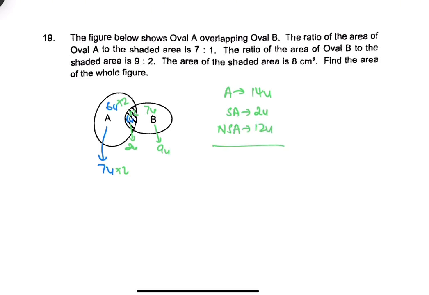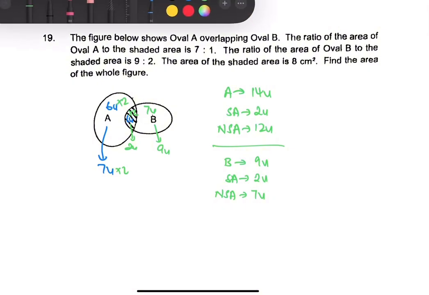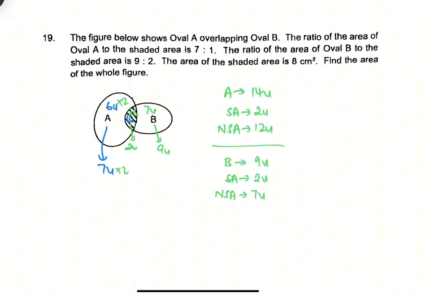Next one for B, I label it out. B is 9 units. Shaded area part is 2 units, and non-shaded area is actually 7 units. So all the units here are the same. Back to red, and what did they say? They say that the area of the shaded area is 8. Shaded area, 2 units, is 8, so we know that 1 unit is 4.